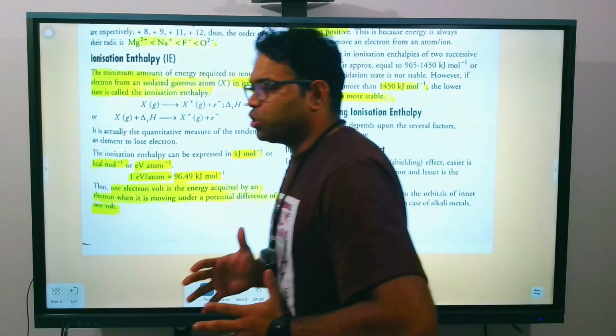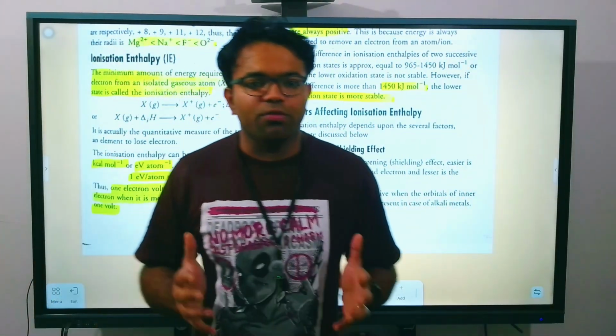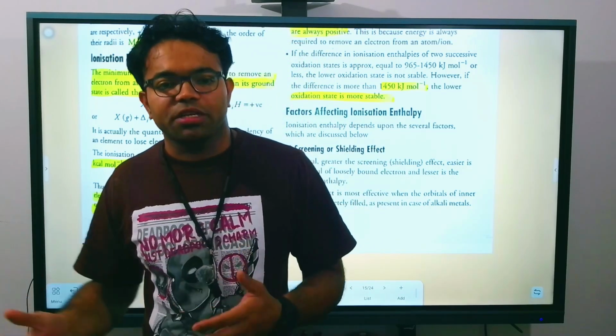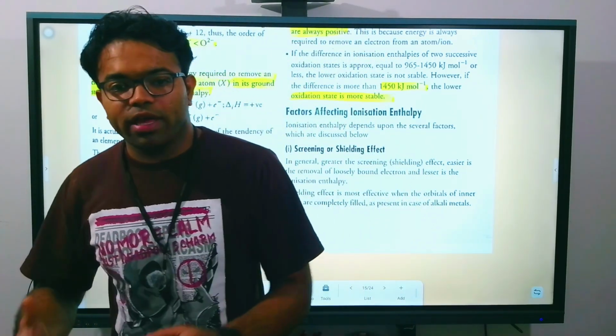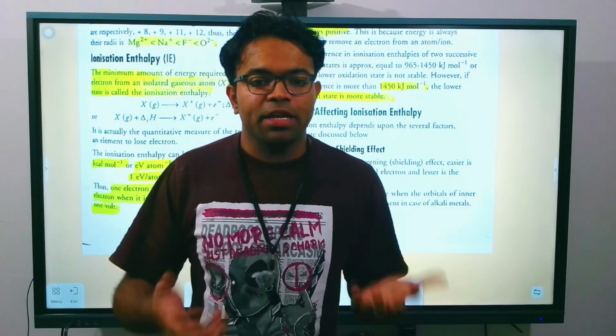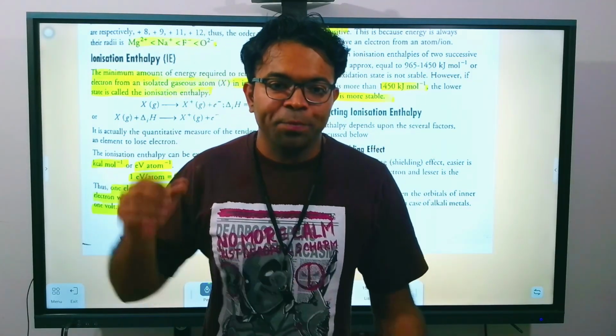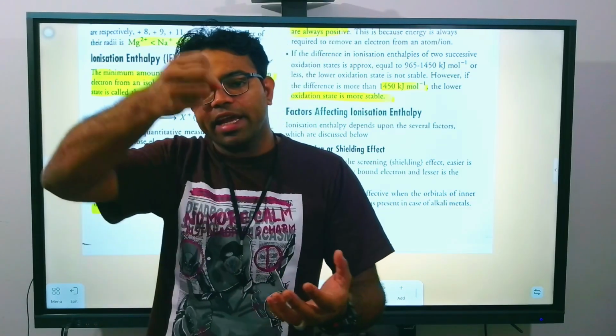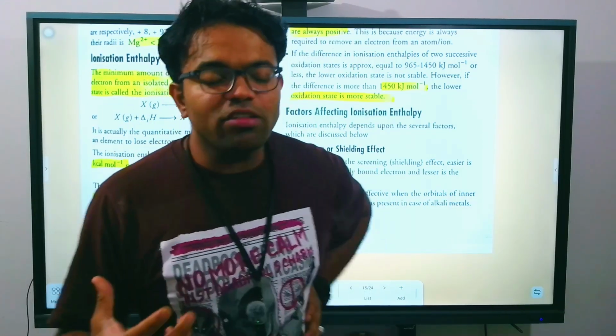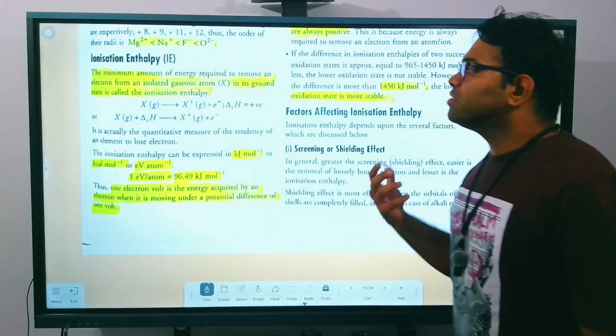Now what is ionization? Let us understand what the word actually means. Ionization, that is, you are trying to make something into an ion. Okay, how do you make something into an ion? There are two ways. You can either put an electron towards it, or you can take an electron from it. So in the case of ionization enthalpy, it is the second one.